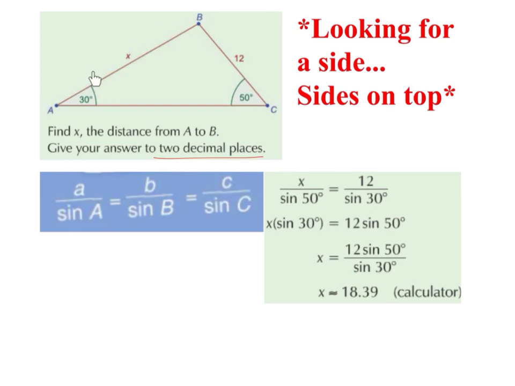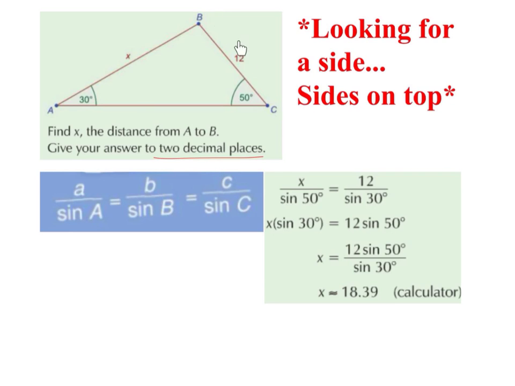So if we're looking for a side, the sides go on top. We have a over sine A equals b over sine B equals c over sine C. The lowercase letters are all the sides, and the sine and the capital letters are the angles. This triangle happened to already be labelled as A, B and C, but if it wasn't, then you would label it as such: capital A, capital B, capital C.